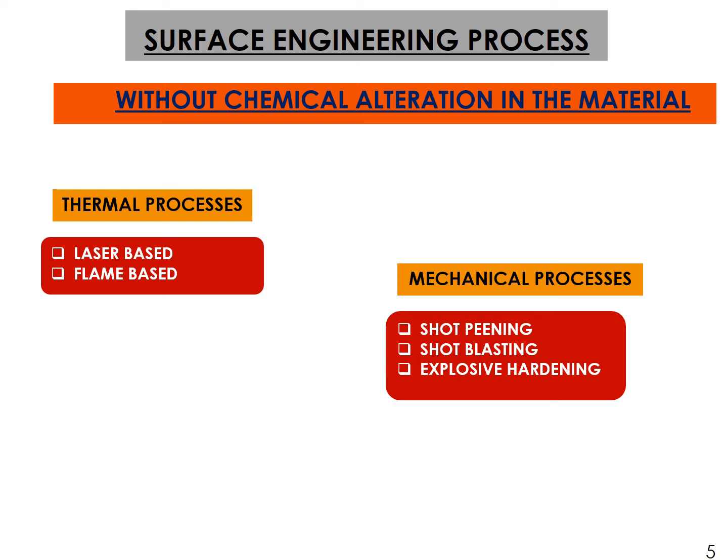In this case, we can say that once the detonation takes place, the forces which we get from the explosives cause plastic deformation, and this plastic deformation results in phase transformation, and thus we get increased hardness. So these are the processes which normally are taken under this classification of without chemical alteration in the material.